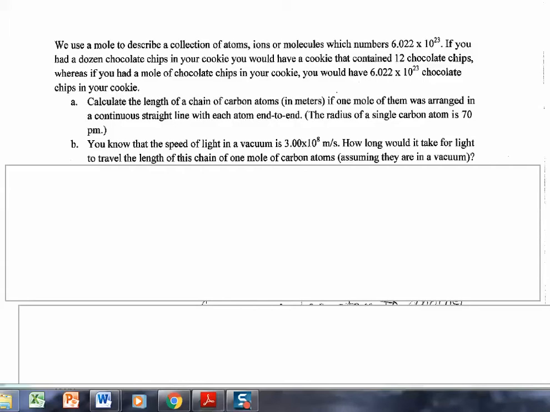In part 1 of the problem, we calculate the length of a chain of carbon atoms in meters if 1 mole of them was arranged in a continuous straight line with each atom end to end, given that the radius of a single carbon atom is 70 picometers.